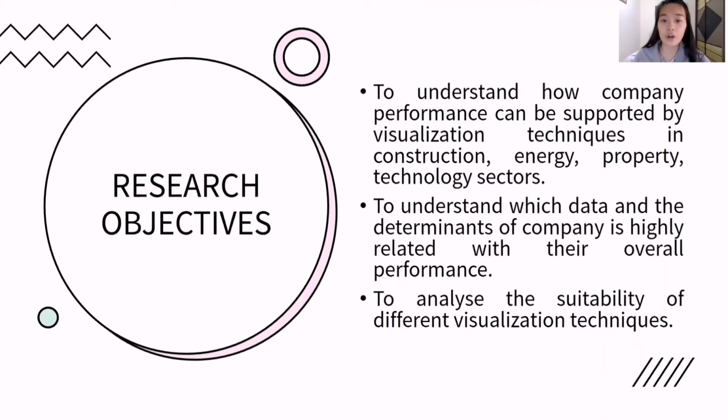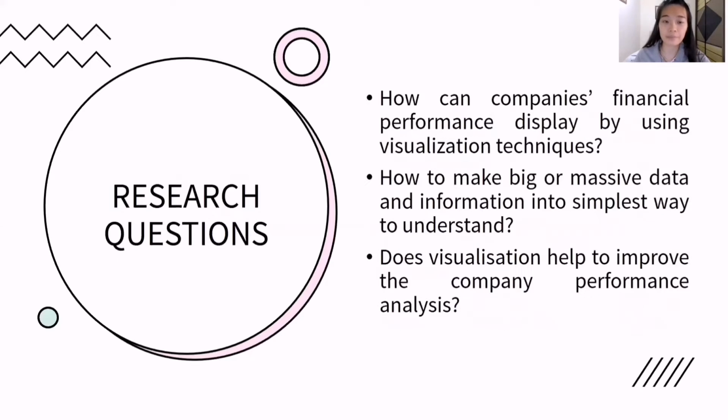Followed by my research objective, which is to predict the company performance, analyze the financial performance of 53 companies from 5 sectors by using visualization ways and develop an effective performance analysis model. Here we have three main objectives. First one is to understand how company performance can be supported by visualization technique in construction, energy, property, technology sector. Second, to understand which data and the determinants of company is highly related with their overall performance. Third, to analyze the suitability of different visualization techniques.